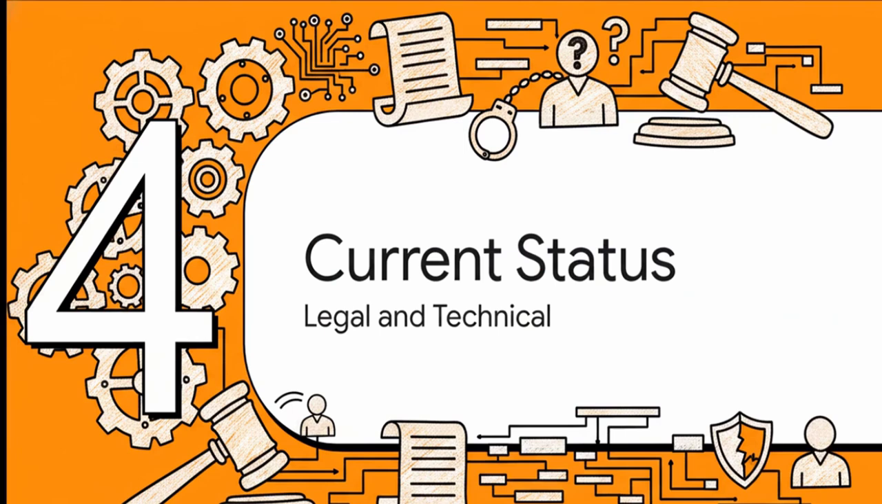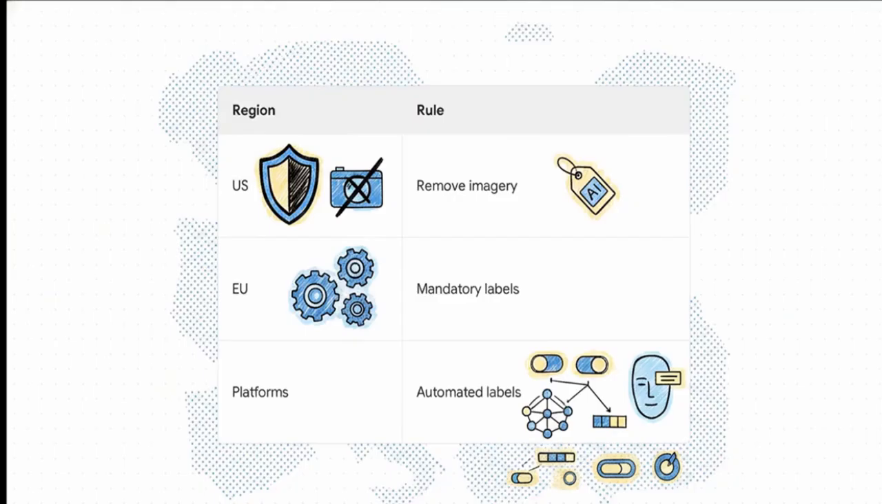Section 4. Current legal and technical status. So where does all of this leave us today? Let's take a look at how governments and platforms are actually reacting to this crisis. Right now, the ongoing global response is pretty fragmented. Over in the US, a 2025 federal law requires platforms to remove non-consensual intimate synthetic imagery. Meanwhile, the European Union has strict transparency rules kicking in for 2026 that make labeling AI-generated content completely mandatory.